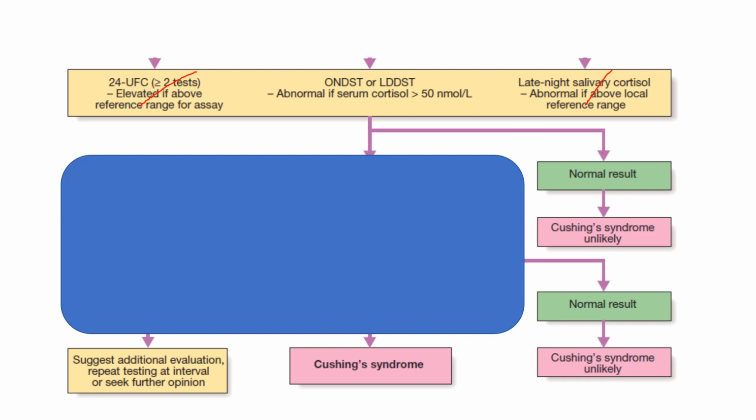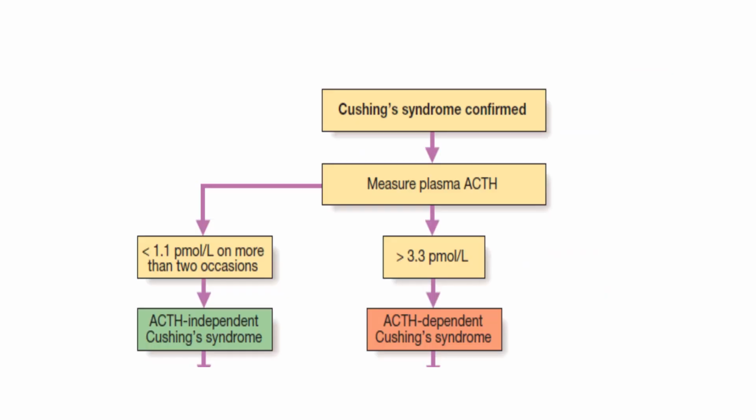So now we need to go about and look for the reason for the Cushing syndrome. So as I've already told, it can be ACTH dependent or non-ACTH dependent. So you can measure the plasma ACTH. When it is more than 3.3 picomole, it indicates it is ACTH dependent. The etiology already I have told. So ACTH dependent can arise from the pituitary or an extra-pituitary source. Now if it is less than 1.1, it is ACTH independent.